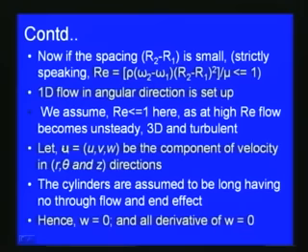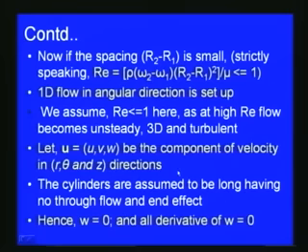Here, let the velocity vector components, corresponding to x, y, z directions as u, v, w, be the components of velocity in the r, theta and z directions. So, the velocity components in the r, theta and z directions we are writing as u, v and w. The cylinders are assumed to be long, having no through flow and no end effects.